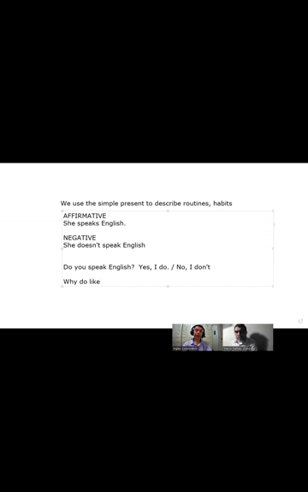Why do you like English? And then the answer is, because I need to speak a language. English, right? Because I need to travel. Or to improve it. I need to improve it, right? Okay. So the yes, no question, you say only yes or no, right? But when you say information question, you give specific information, right?